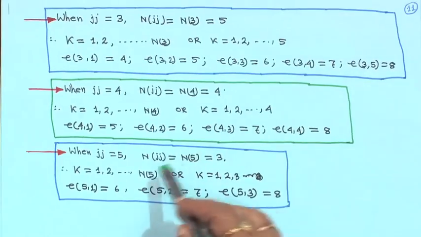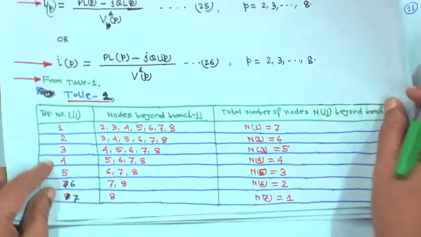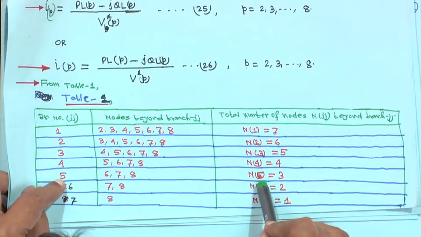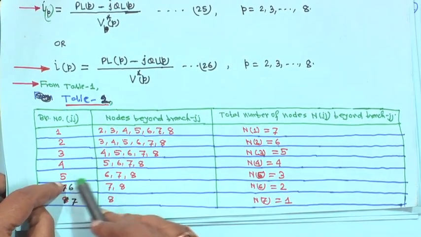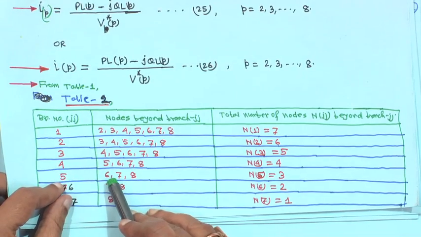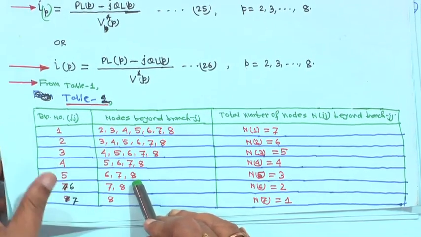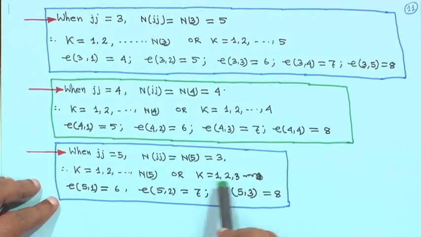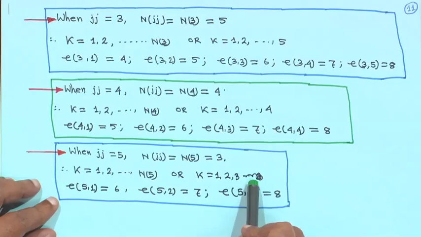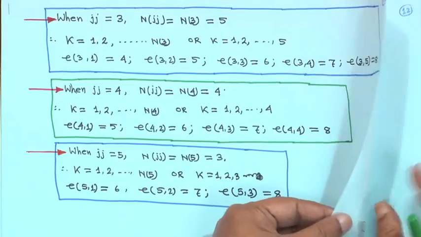Similarly, when jj is equal to 5, n5 is equal to 3. So E51 is equal to 6, E52 is equal to 7, E53 is equal to 8. That means your k is equal to 1 to n5, which is 1 to 3 only, 3 elements, right. Therefore, E51 is 6, E52 is equal to 7, E53 is equal to 8, right.